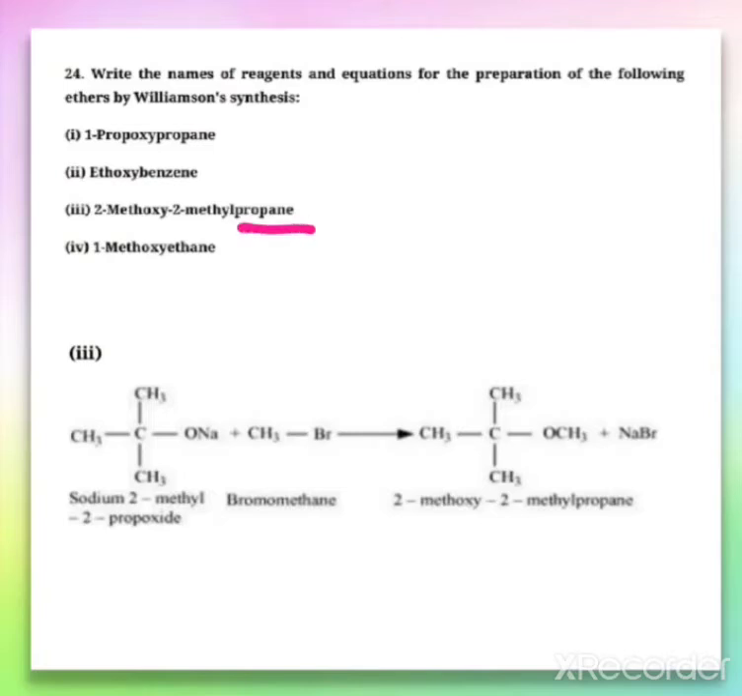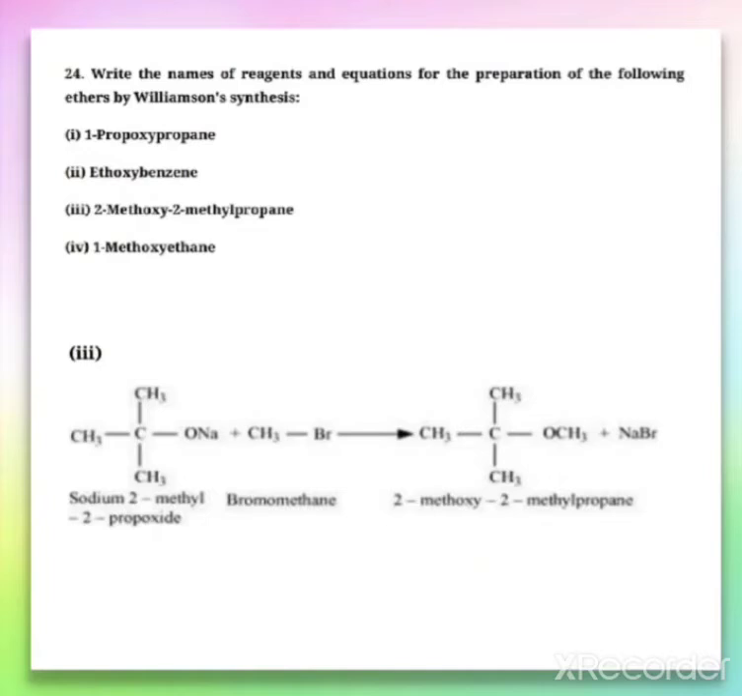So make the 3 carbons, that is 1, 2, 3. Propane is the word root, and on the second carbon there is one methoxy group and one methyl group. So we can say 2-methoxy-2-methylpropane, this is the structure. First you have to make the structure.